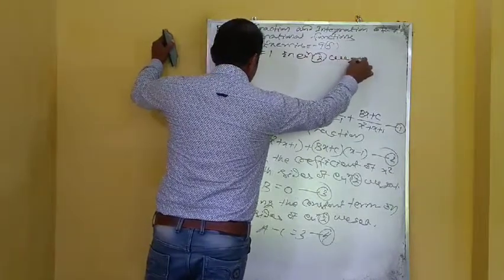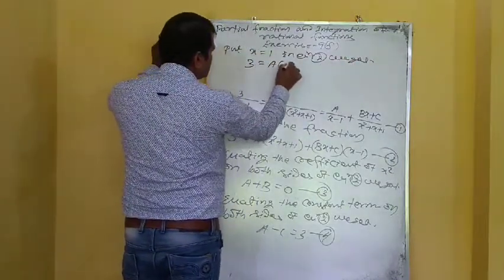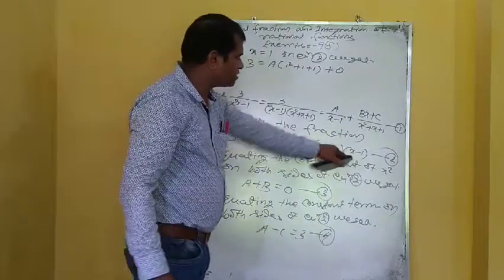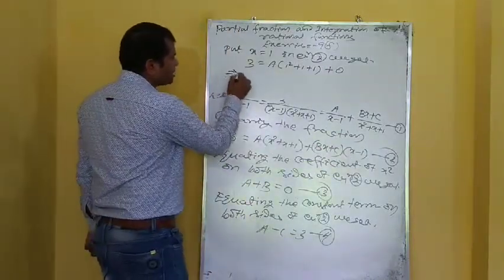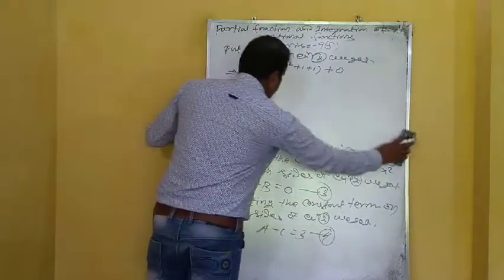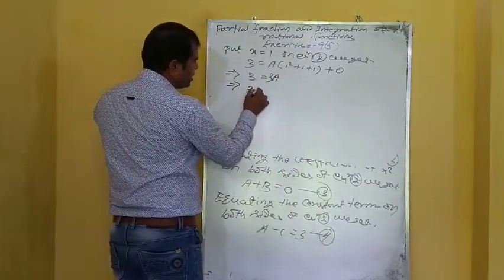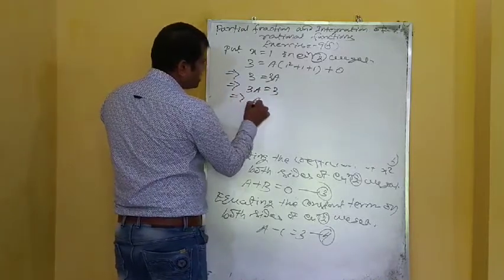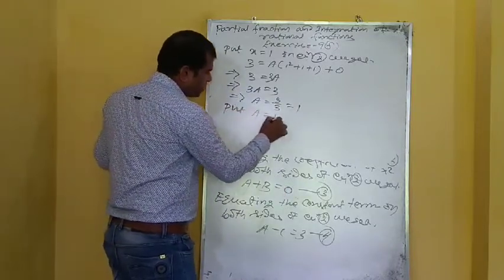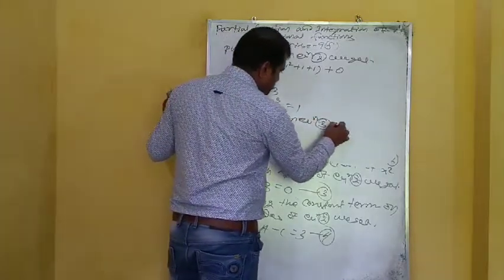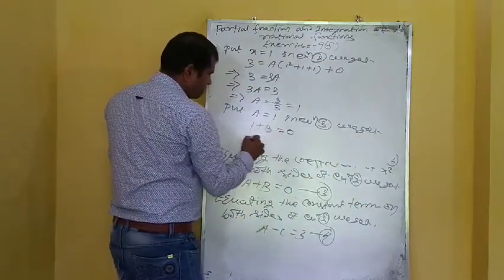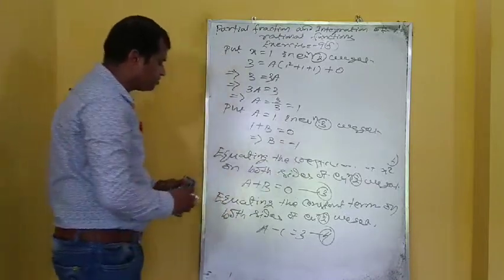We get 3 is equal to a whole into (1 square plus 1 plus 1) plus 0. Here if you put x equal to 1, that term vanishes, 0. That implies 3 is equal to 3a, that implies a is equal to 3 by 3 is equal to 1. Put a equal to 1 in equation 3, we get 1 plus b is equal to 0. That implies b is equal to minus 1.